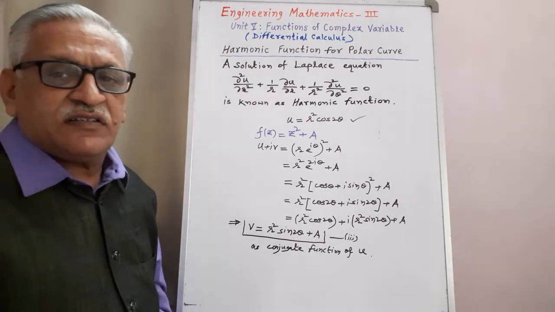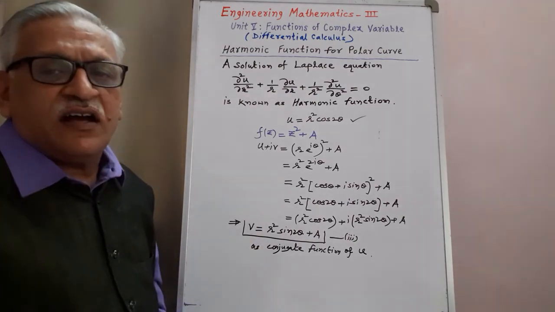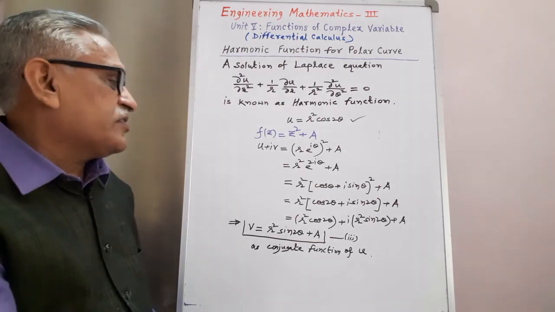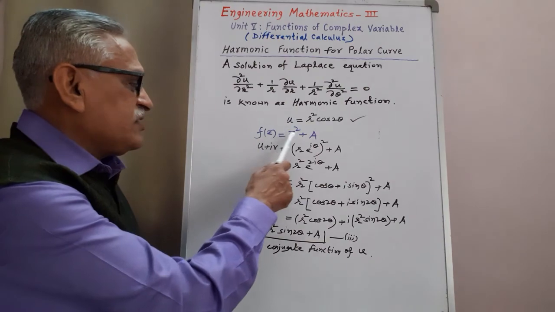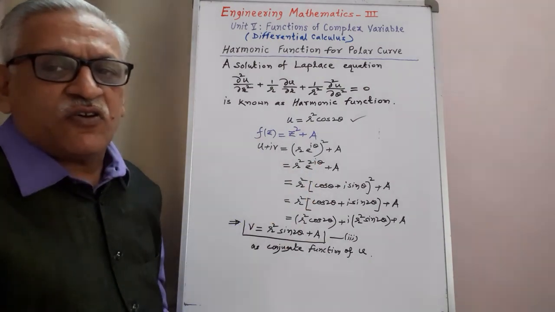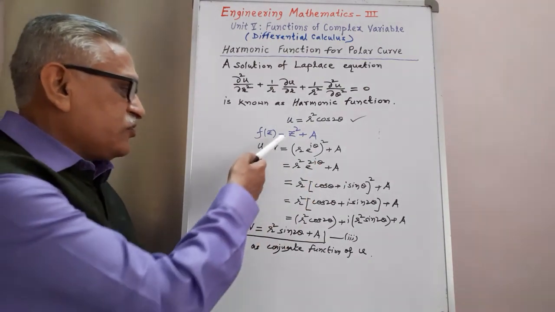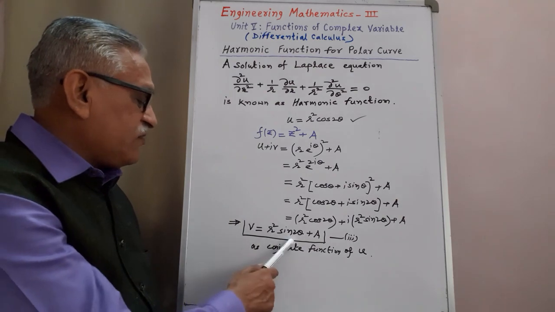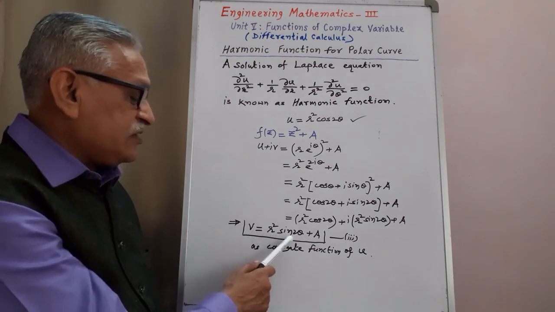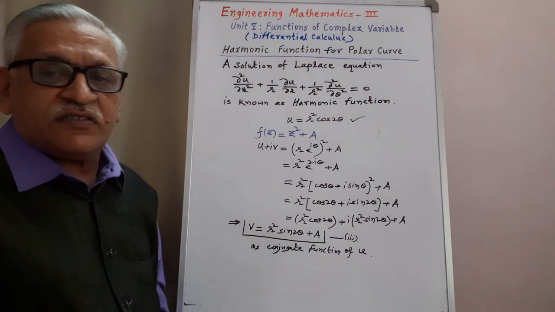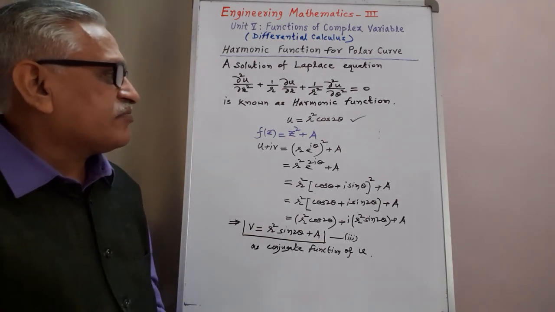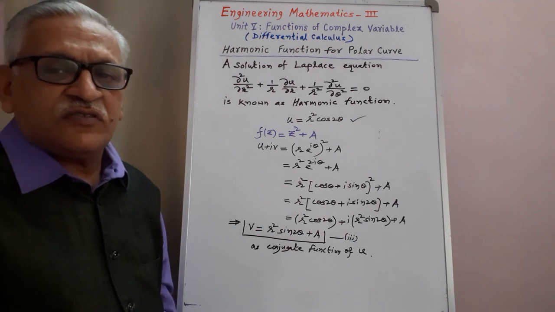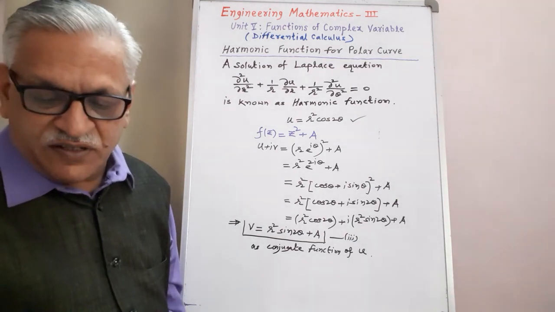In the first part I have shown that u is harmonic. In the second part we have obtained the analytic function f of z as z square plus that constant e, and using this we can determine the value of v as r square sin 2 theta plus constant e. Like this we can obtain all the required things.